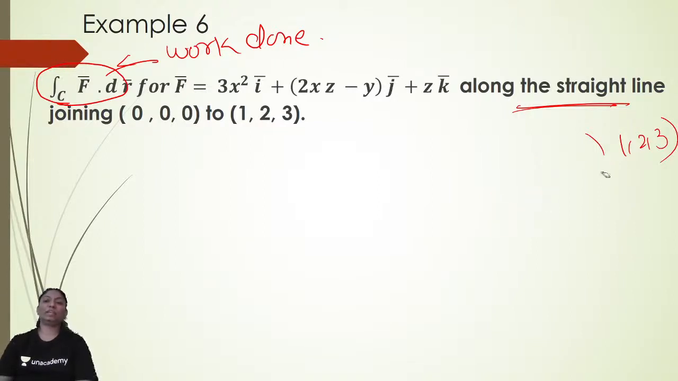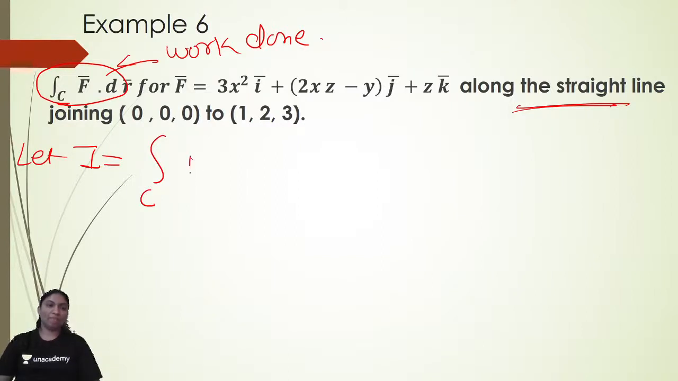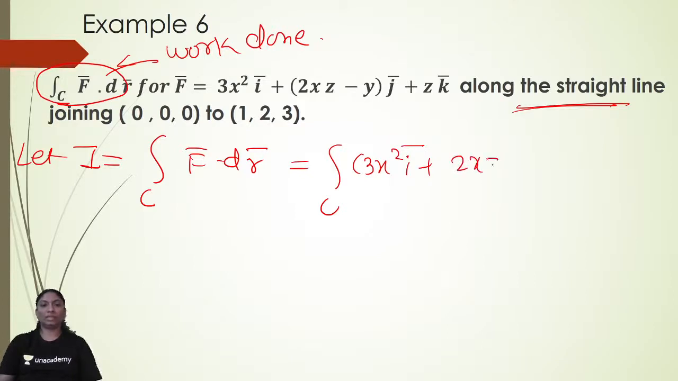Now, here the path of integration is given, which means the points are given. We can find the path of integration or the equation of a straight line by using x1, y1, z1, x2, y2, z2. So first of all, we will write down this. Let I be equal to our integral over C of F bar dot dr bar, which is equal to integral over C of F bar, which is 3x square i bar plus 2xz minus y j bar plus z k bar, dot dr bar.